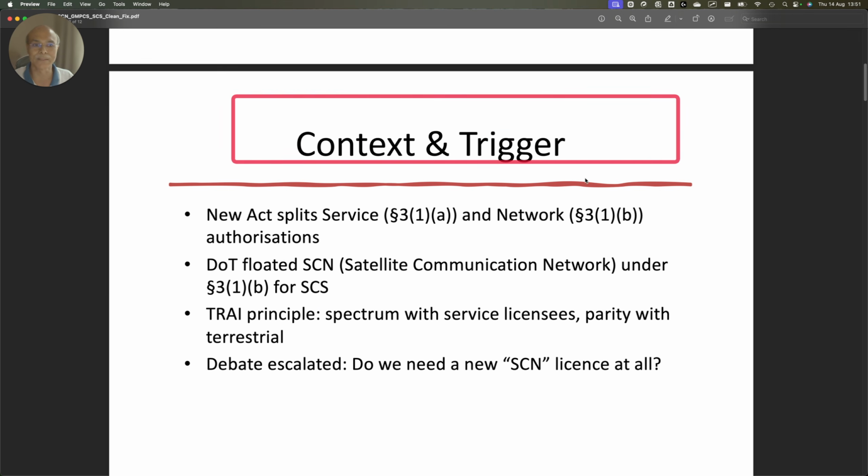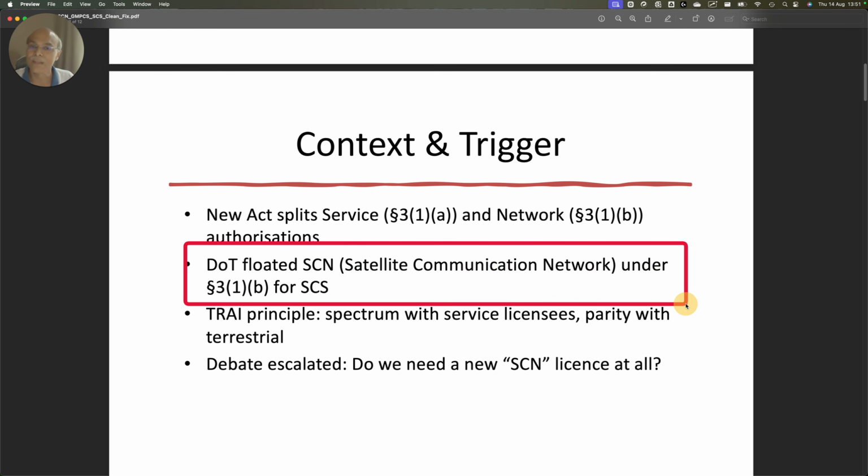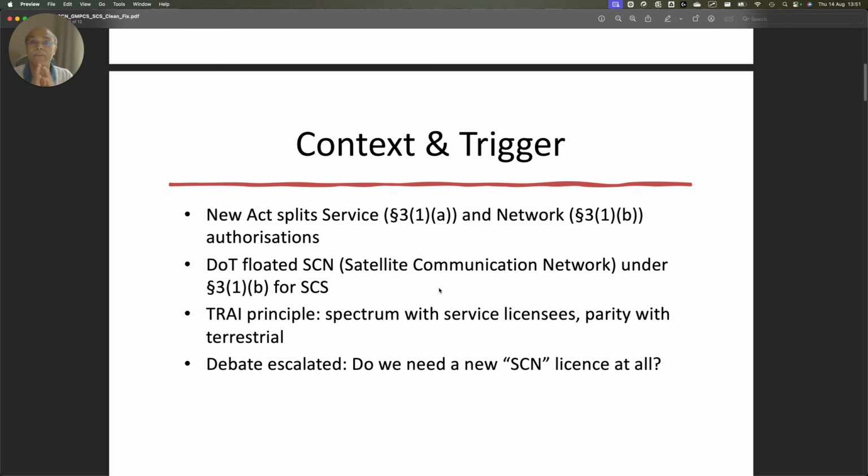So, context and trigger. The new Telecommunication Act splits authorizations into two sets: service under clause 31A, and network under clause 31B. DOT floated satellite communication network under 31B for SCS, supplementary coverage from space. What does supplementary coverage from space mean? See, you already have terrestrial networks available, which are being operated by the TSPs to provide 4G and 5G coverage. Now there are coverage holes, and those coverage holes can be met using satellite communication network in tandem with the terrestrial network, so that you have ubiquitous coverage throughout the country. So that's the whole idea.